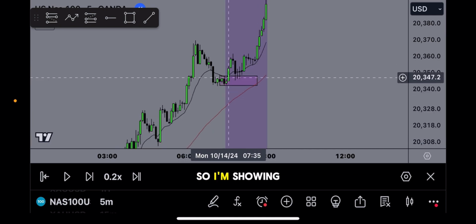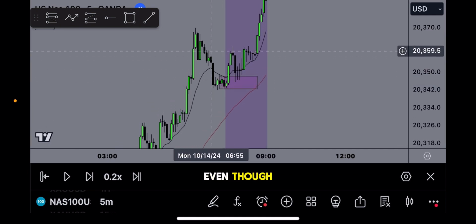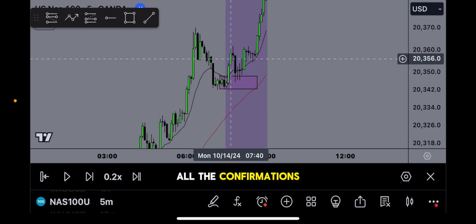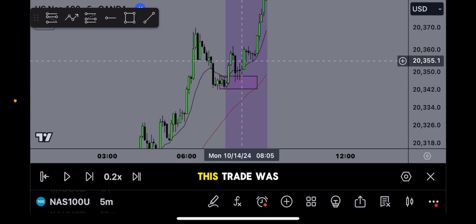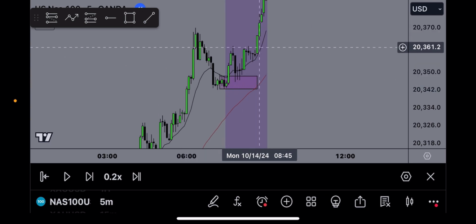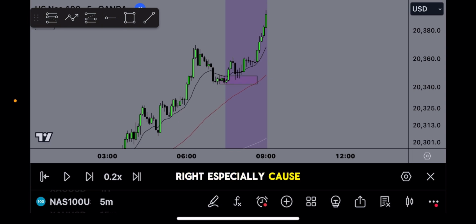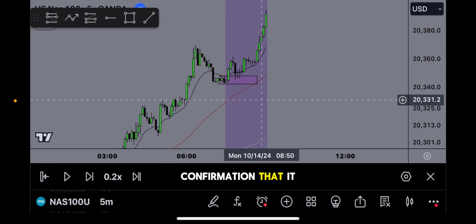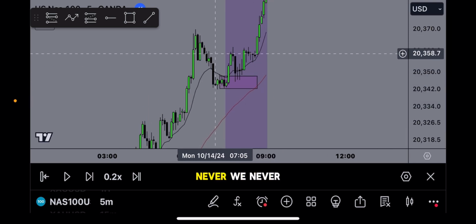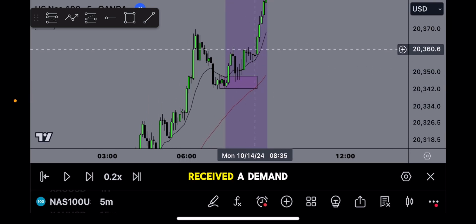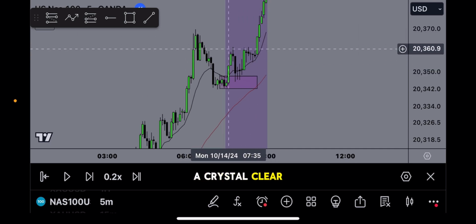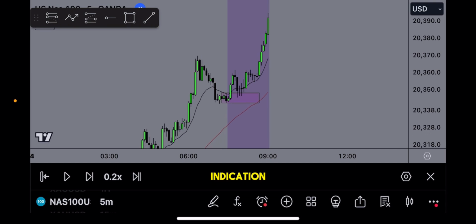Right? So I'm showing you this to show you that even though the trade did not have 100% of the confirmations, this trade was still a winner, right? Especially because the 3 MAs were under us, giving us extra confirmation that it was going to go up. But we never received a crystal clear demand setup to give us an indication and help us get in the trade, right?